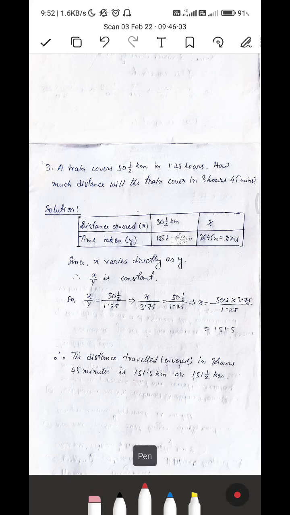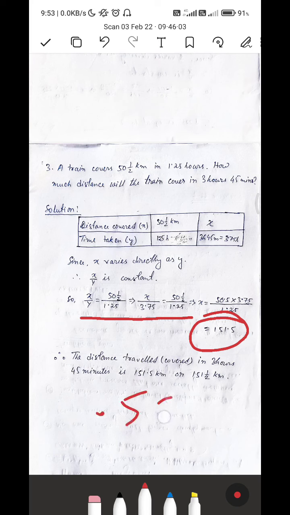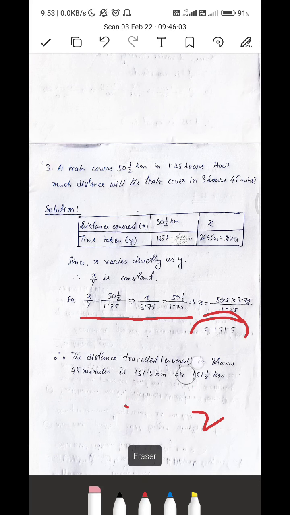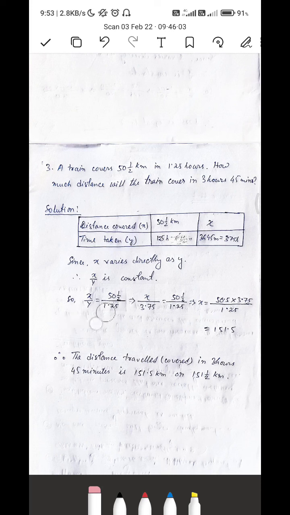Now, simple process of simplification, and with this we have got 151.5 as our answer. Now 51.5, there 0.5 is also equal to 1 by 2. So we can also write it as 51 1 by 2 kilometer. I hope, students, because these calculations we have done in our previous classes. In case you don't understand, you can surely ask me in the group.